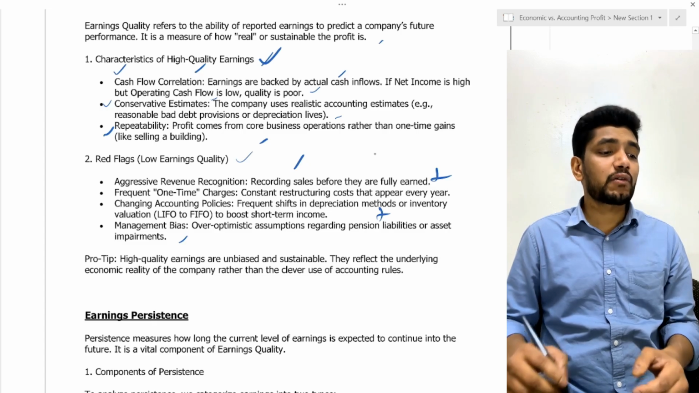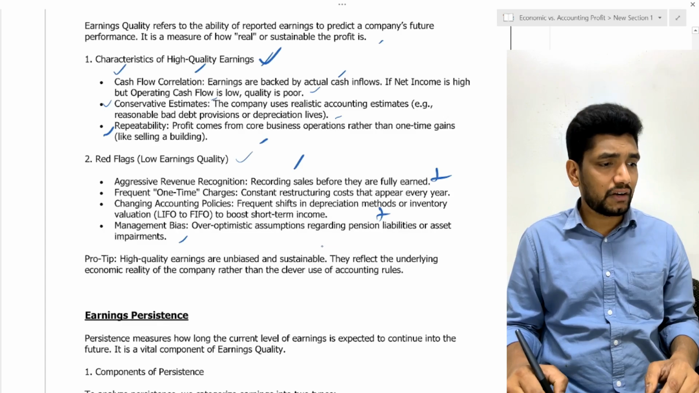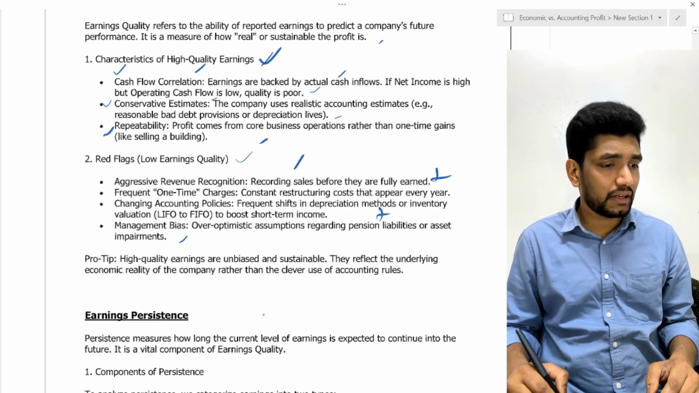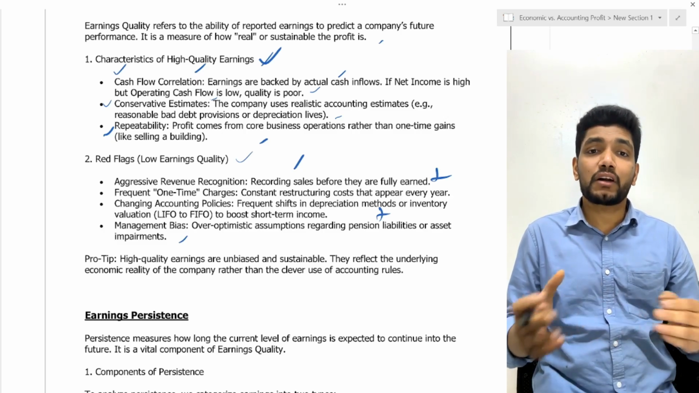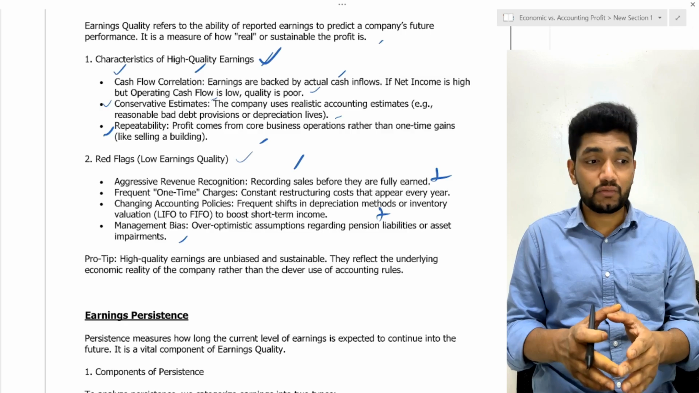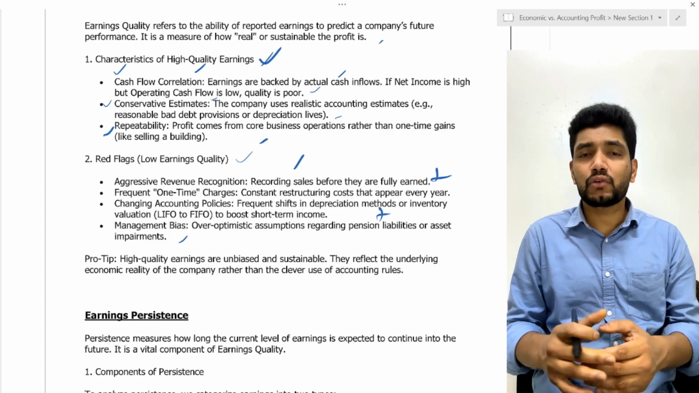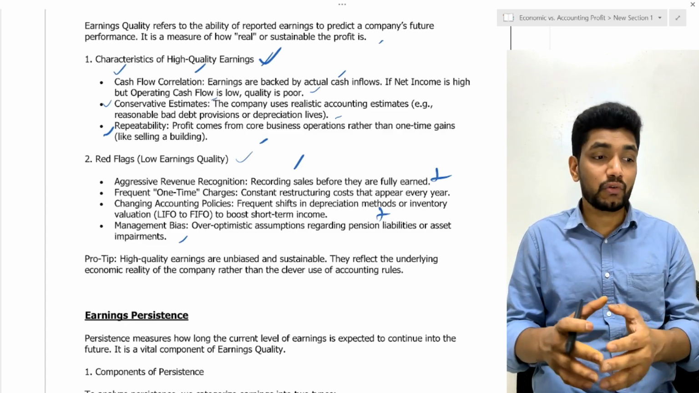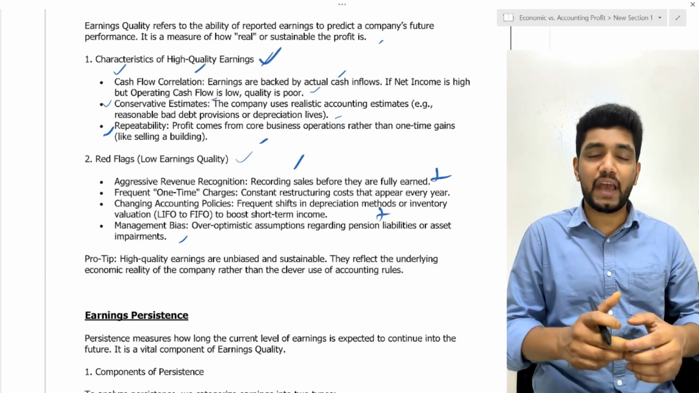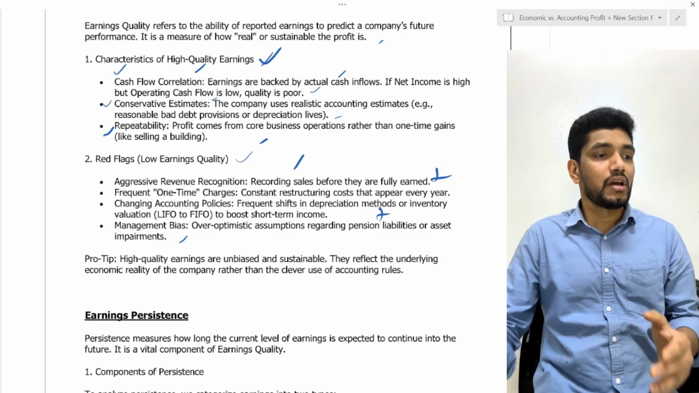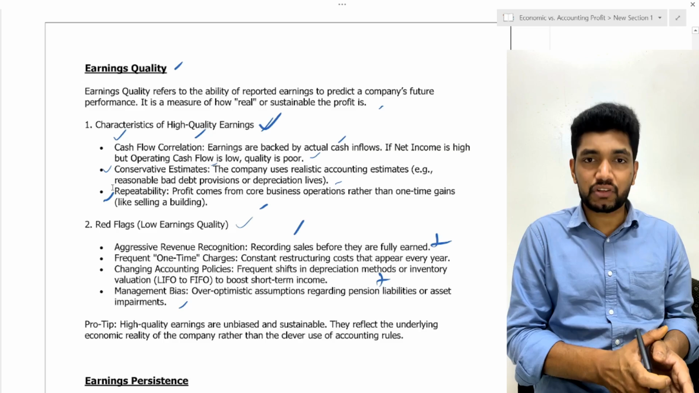So normally, high quality earnings are unbiased and sustainable. They reflect the underlying economic reality of the company rather than the clever use of accounting rules. If a smart accountant can use some clever use of accounting rules to show a good profit in the income statement, that cannot be the actual profit of the company. But here what we are measuring is the quality of the earning reported in the income statement.